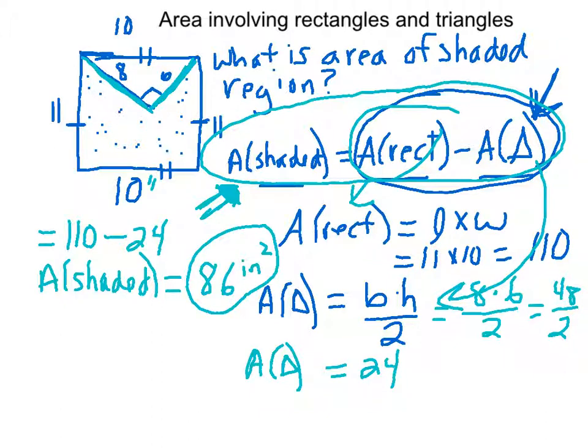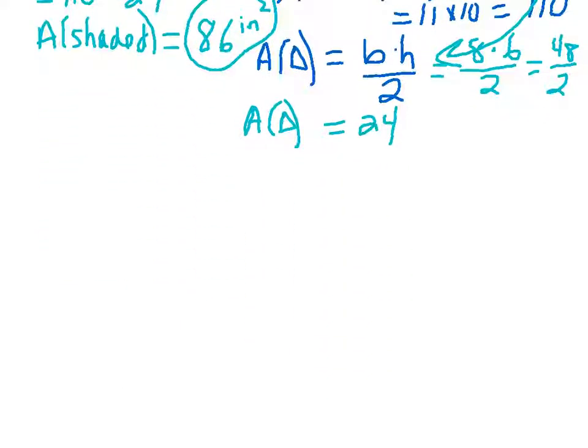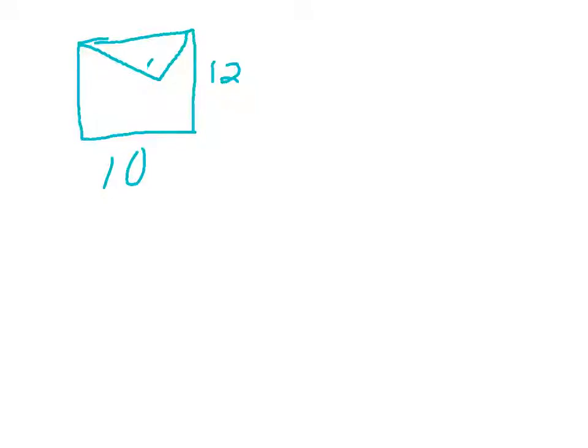Let's try another one. Alright, let's try a second problem here. Slide this guy up. We're going to have another rectangle. And this time we'll say that this guy's 12, this guy's 10. We'll do another right triangle on the inside, and shaded region, all this again. This one's pretty similar, and we're going to need to find the area of the shaded region.